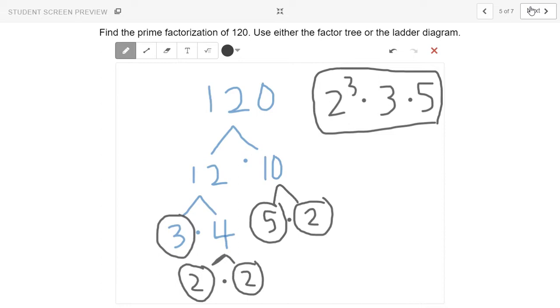3 times 4 makes 12. I circle 3 because it's prime. 4 becomes 2 times 2, and I circle both of those because they're prime. Now look at 10. 5 times 2 is 10, and those are prime. So now I can write them in numerical order: 2 times 2 times 2 times 3 times 5, or 2 to the third power times 3 times 5.